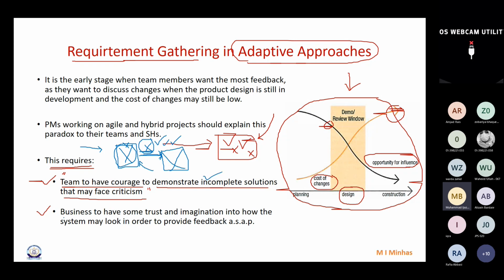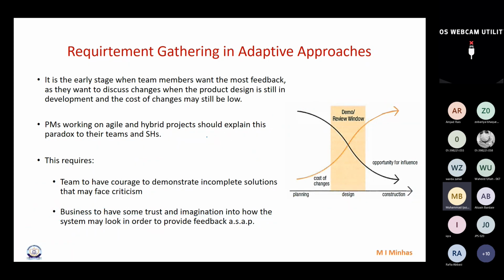From the business point of view, the stakeholders, functional managers, or other users in the organization need to trust and use imagination about how the system may look, in order to provide feedback as soon as possible. They need to take it seriously as well. Whatever vague picture or vague deliverable the team has brought after 10 days of effort, stakeholders need to envision what he or she is trying to say about this, right?